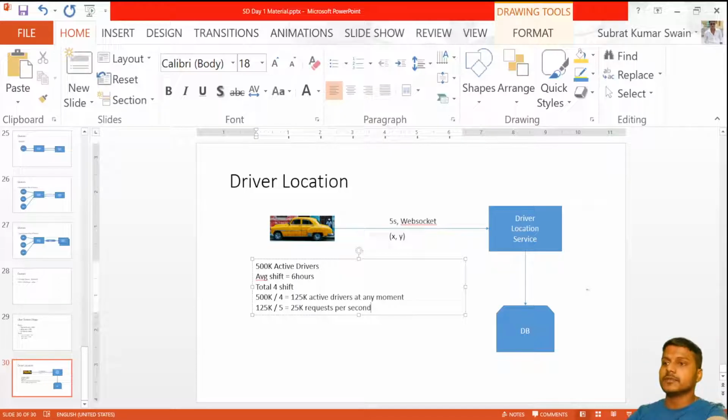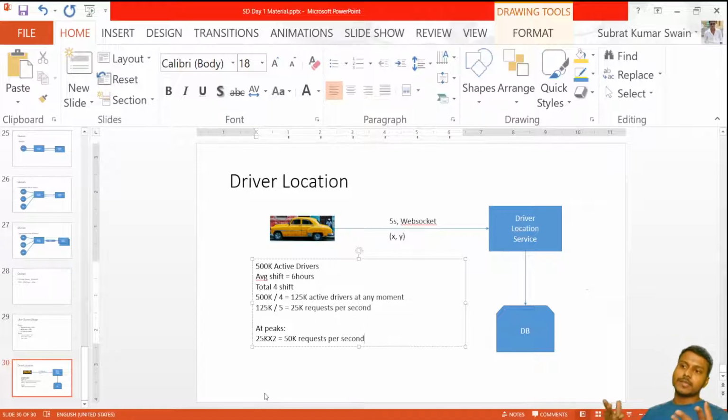So we have 25k requests per second. Now, what about the peak moment? At peak, this might get doubled directly, so 25k into 2. The number of active drivers may double, so at peak I may get 50k requests per second. You may say it might also be 4 times, 5 times, or 10 times, but don't make it very vague. Go for some absolute numbers. At peak you can consider either 2 times or 4 times or maybe 10 times.